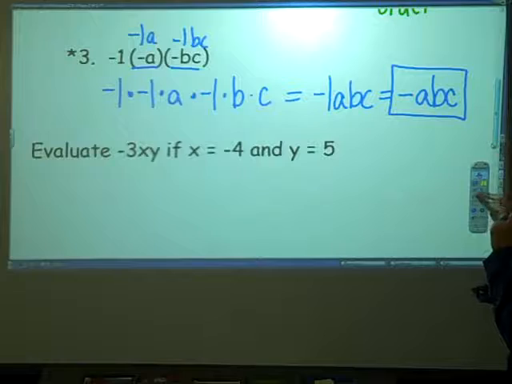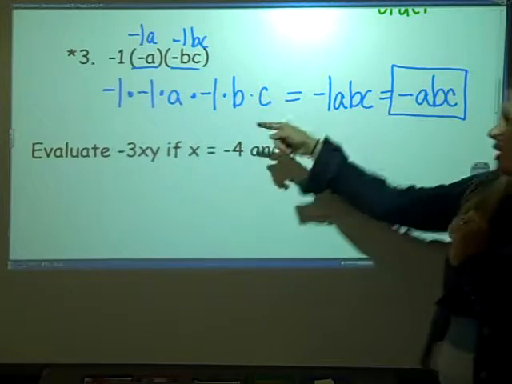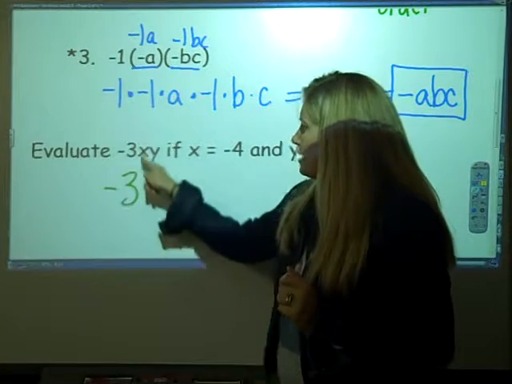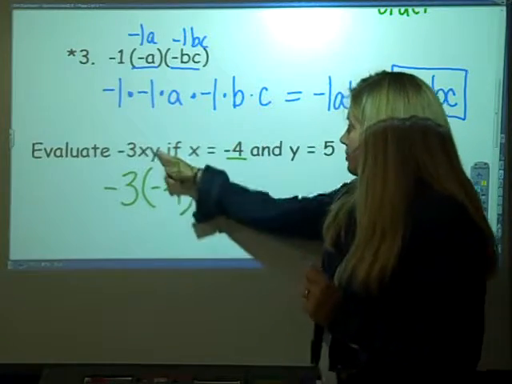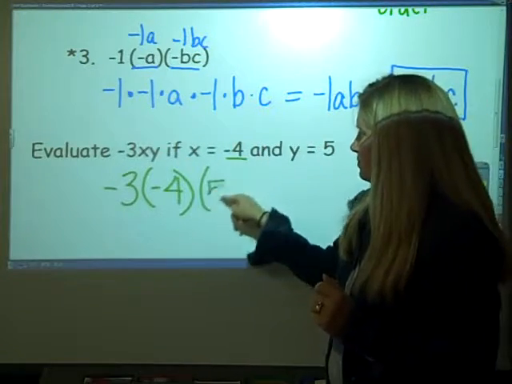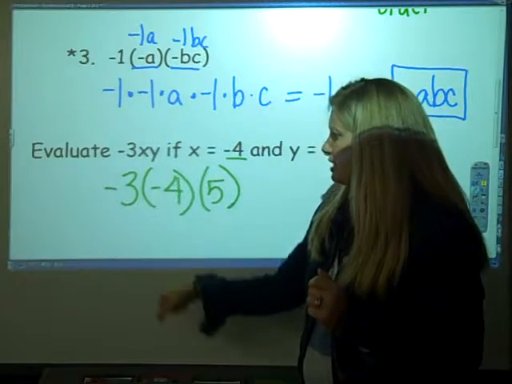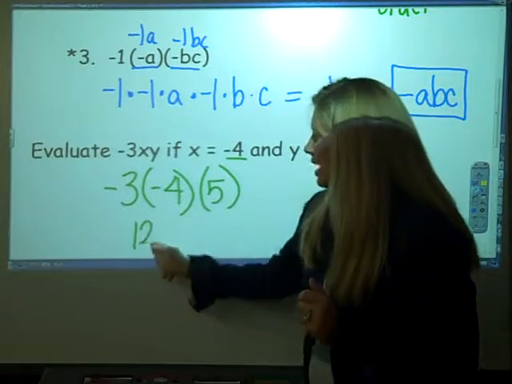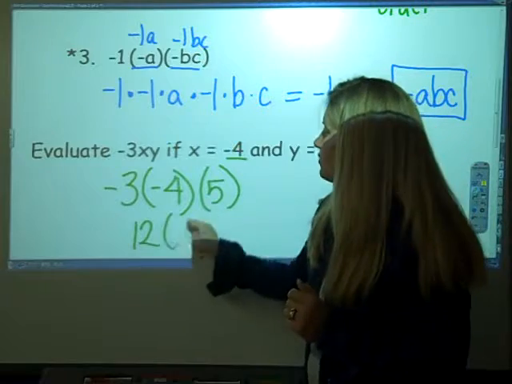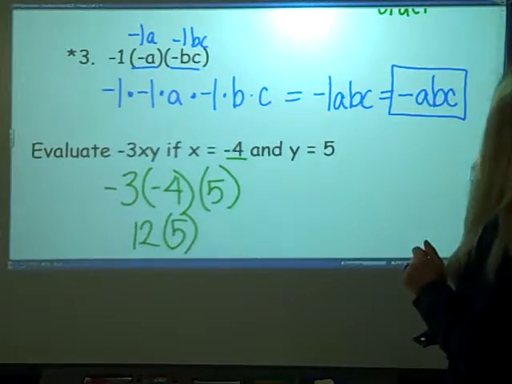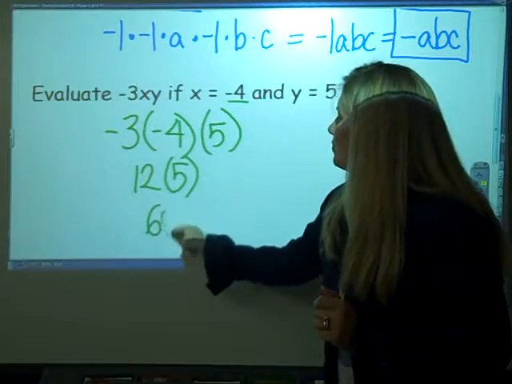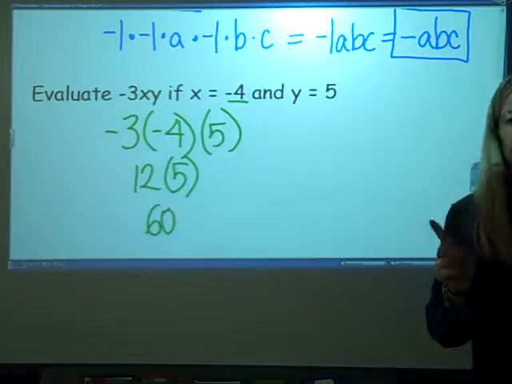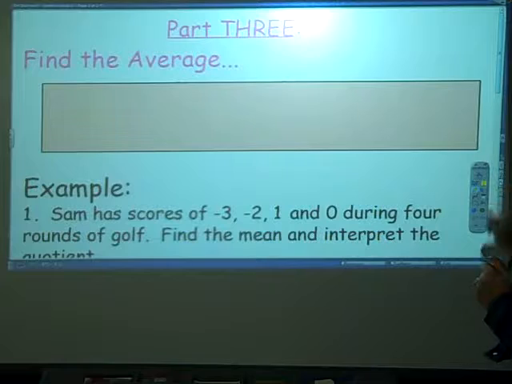All right, evaluate. Substitute in negative 3 times x is negative 4 times y is 5. Negative 3 times negative 4 is positive 12 times 5. 12 times 5 is 60. Okay, we have one more part. It's a quick one, and then we are done for today.